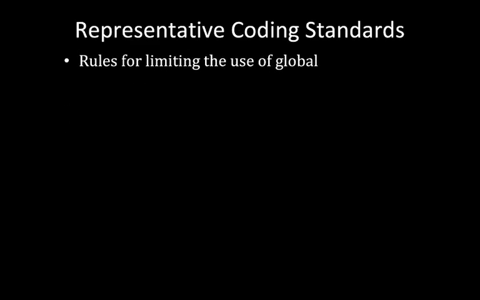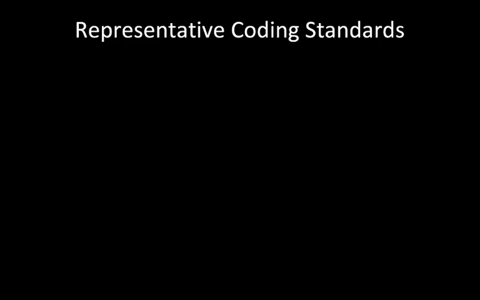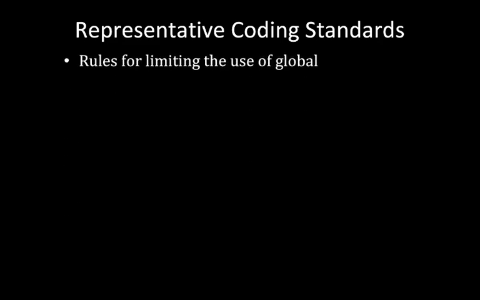So we will see some representative coding standards, because every company has its own coding standards. We cannot say that these are general coding standards that should be followed by all companies. Every organization will have its own coding standards. So we will see some of the coding standards. That's why it is known as representative coding standards. We will see some of the good coding standards that are followed in most of the companies.